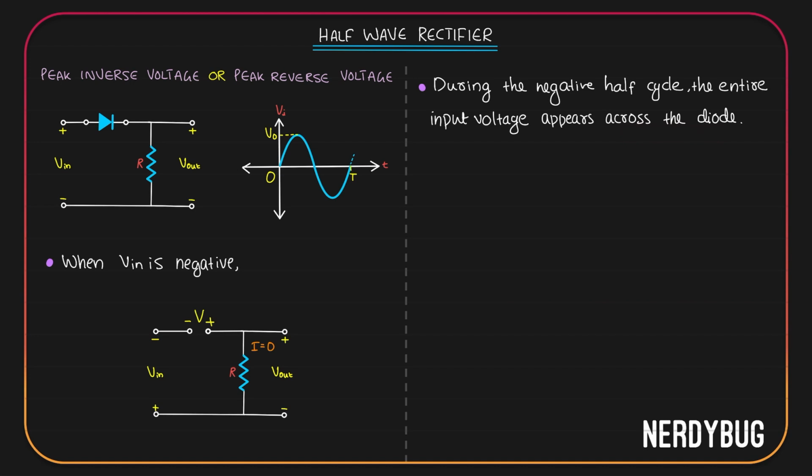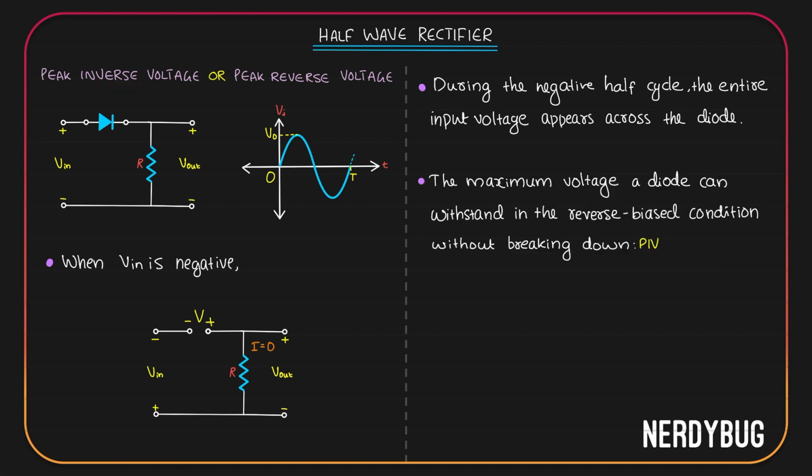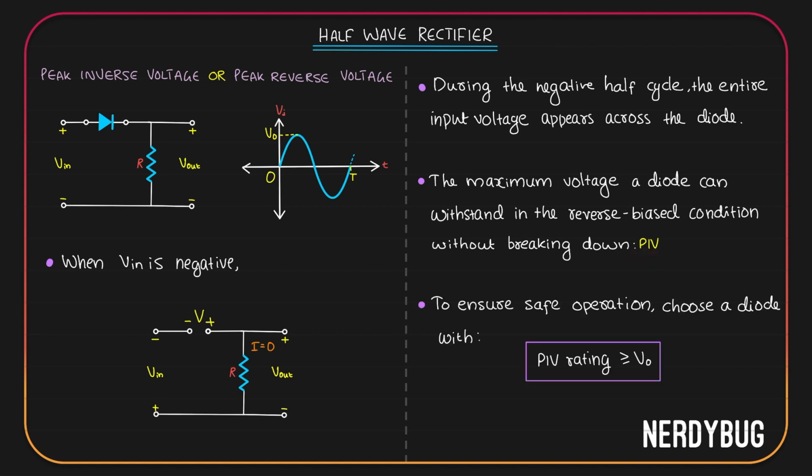We have seen the VI characteristics of a diode. It looks like this. If the inverse voltage becomes anything greater than the breakdown voltage, the diode gets damaged and the current through it becomes infinite. That means there is a maximum voltage a diode can withstand in the reverse bias condition without breaking down. That voltage is called the peak inverse voltage or the peak reverse voltage. We can denote it by PIV. So while designing a circuit, we have to make sure we are using diodes that have a PIV rating greater than or equal to the maximum value of input voltage that we are giving to it.